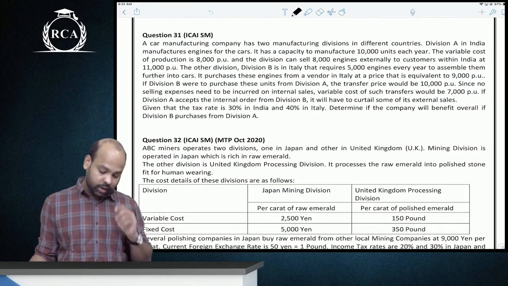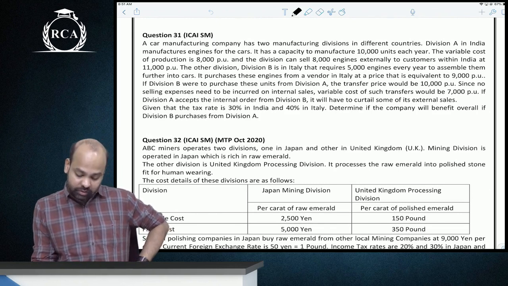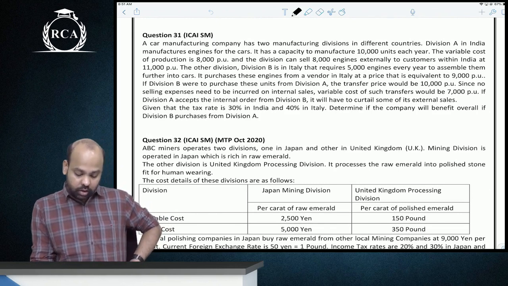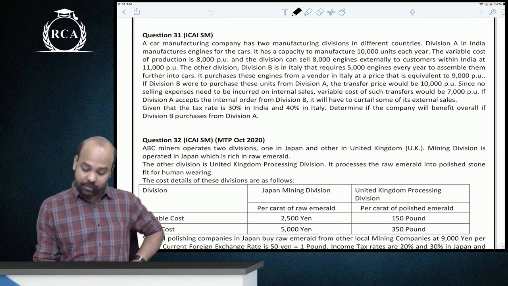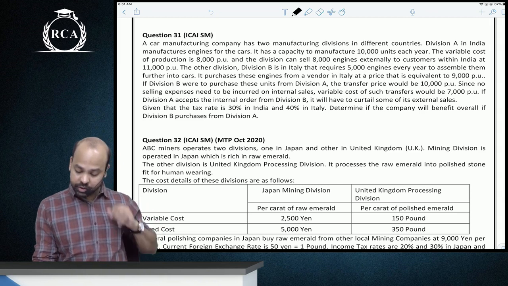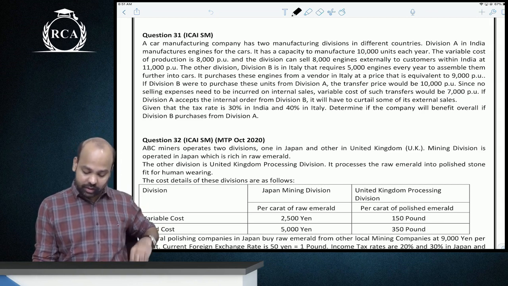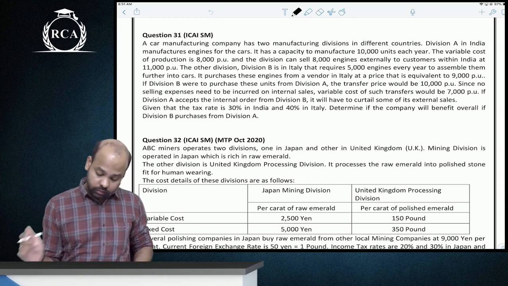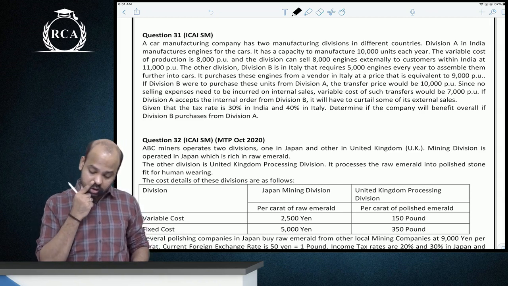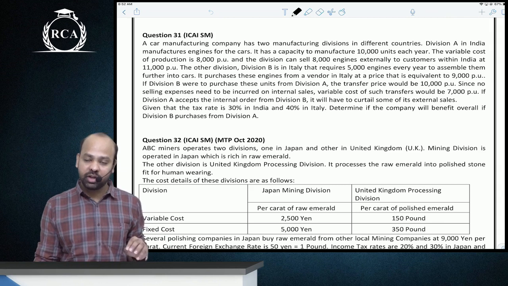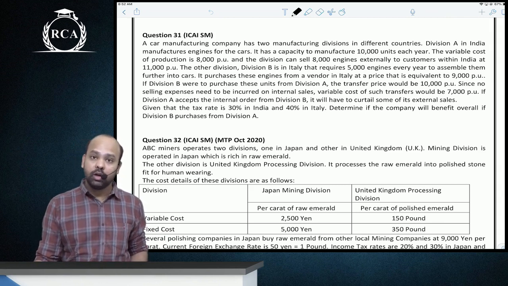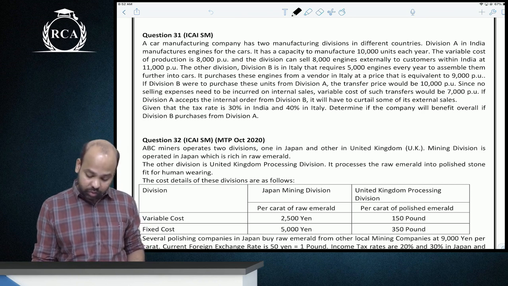Question number 31. A car manufacturing company has two manufacturing divisions in different countries. Division A in India manufactures engines for the cars. It has a capacity to manufacture 10,000 units each year. The variable cost of production is 8,000 per unit. The division can sell 8,000 engines externally to customers within India at 11,000 rupees per unit.